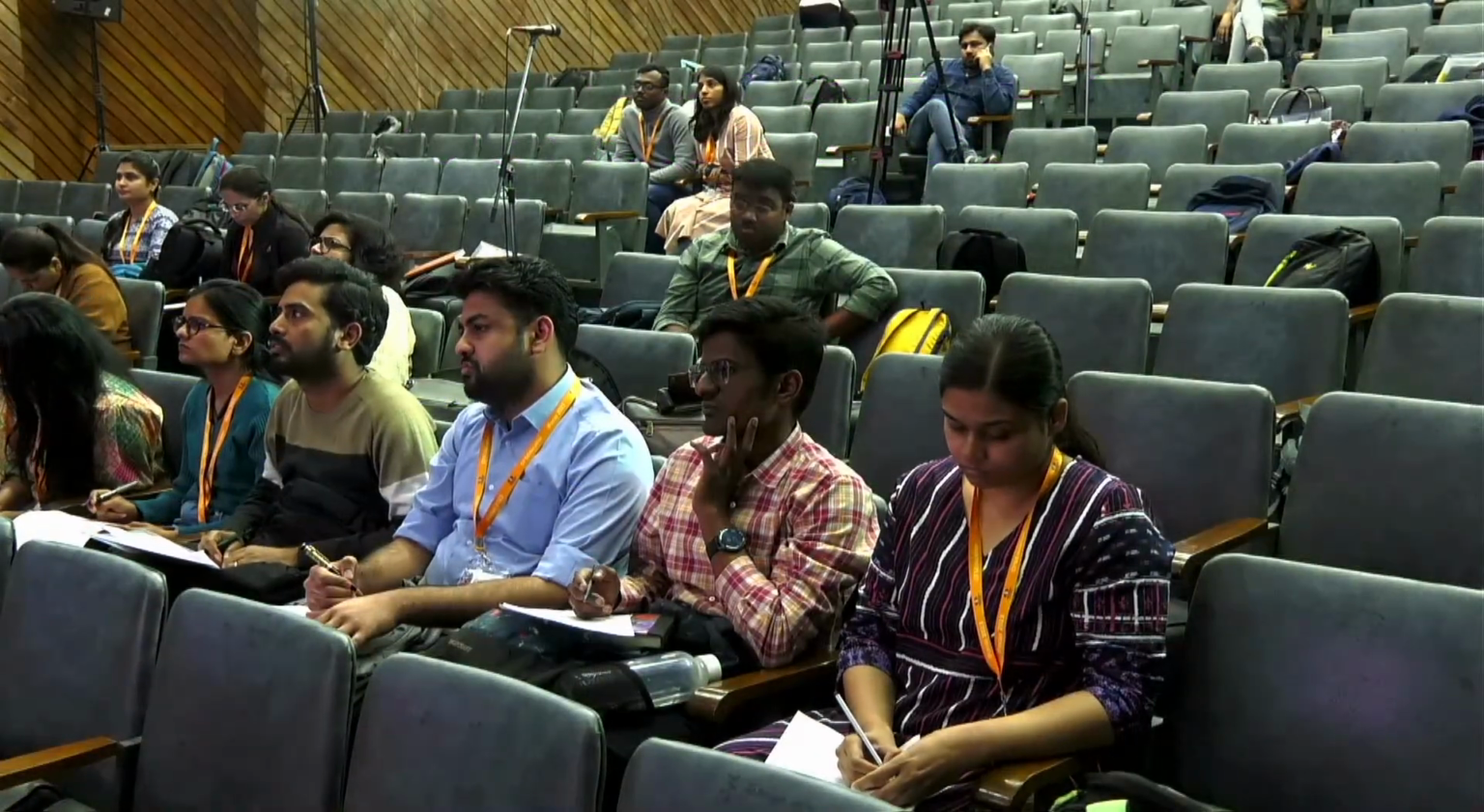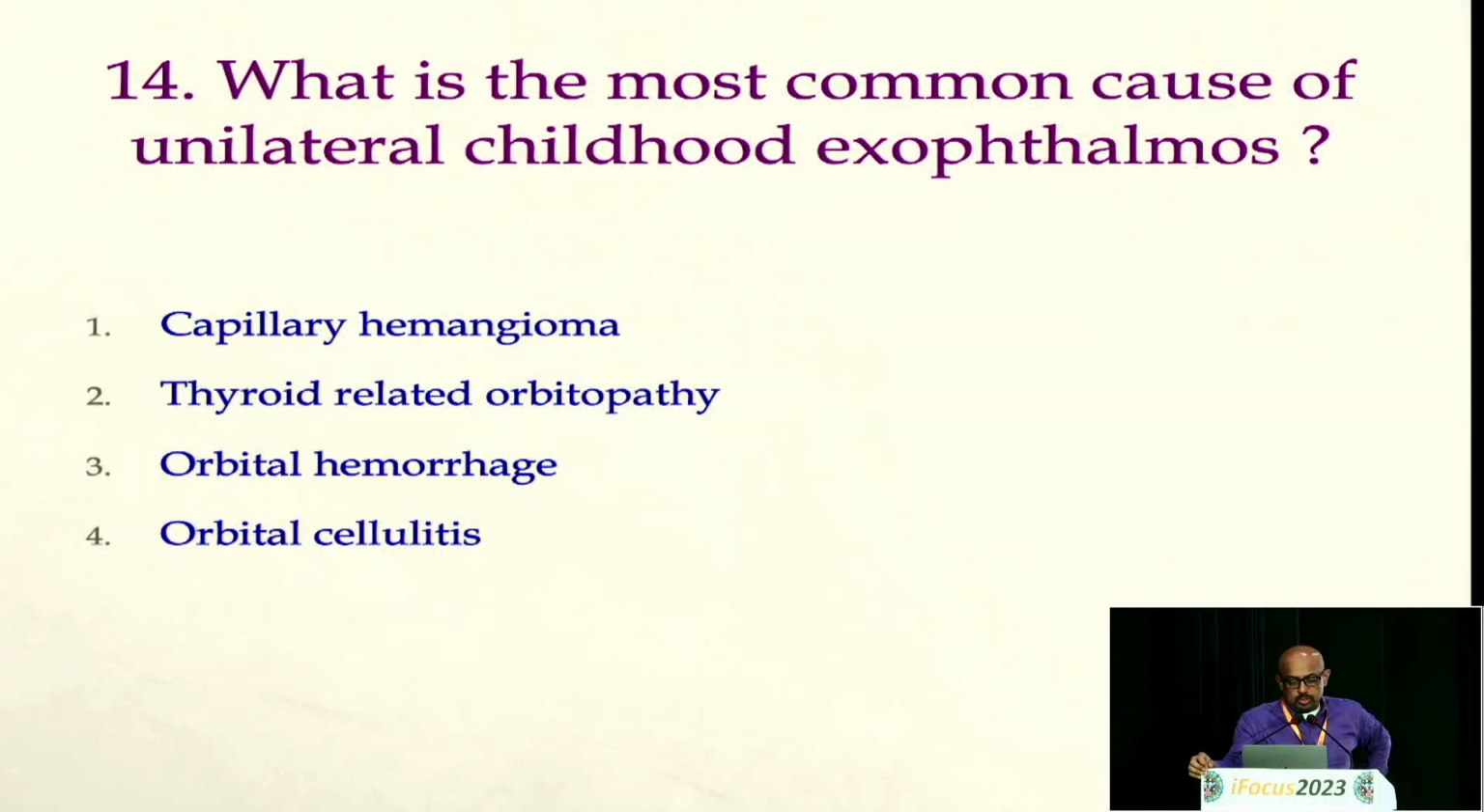Second last question. What is the most common cause of unilateral childhood exophthalmos? Capillary hemangioma, thyroid-related ophthalmopathy, orbital hemorrhage, orbital cellulitis. Unilateral childhood exophthalmos. Capillary hemangioma, TRO, orbital hemorrhage, orbital cellulitis.